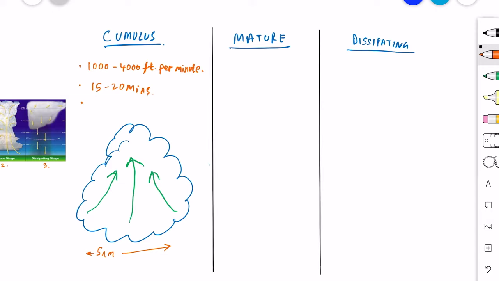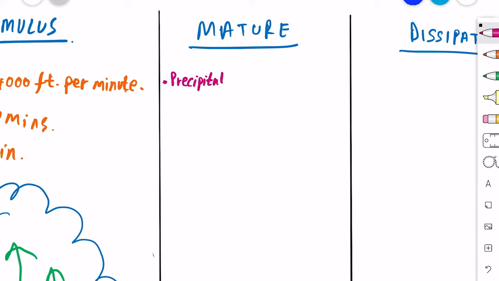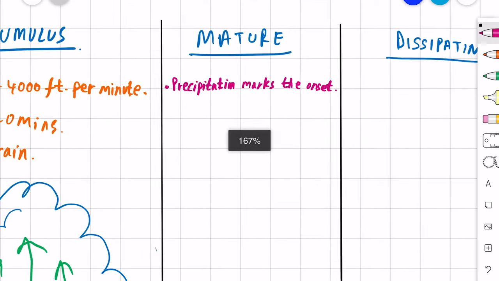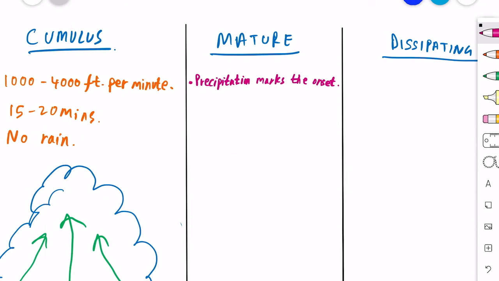Okay, I'll just complete this. So no rain, and the base is 5 nautical miles. Perfect. Now the next stage is the mature stage. As soon as the precipitation starts, we know that it is the mature stage now. So we can say that the precipitation marks the beginning of this stage, and this precipitation can be a combination of ice crystals and water both.